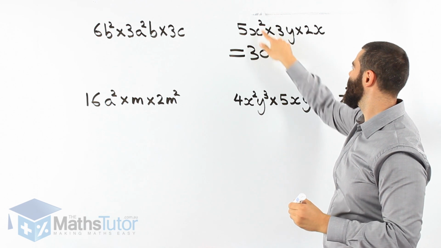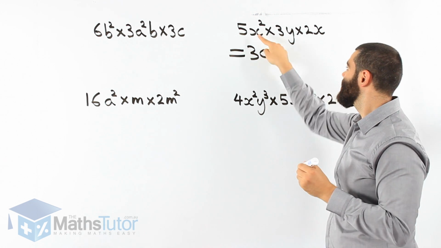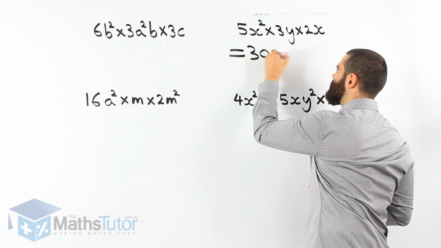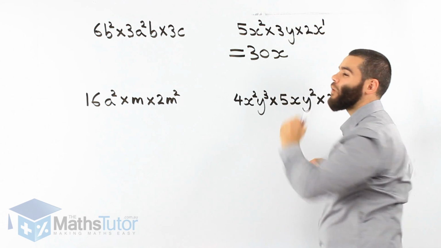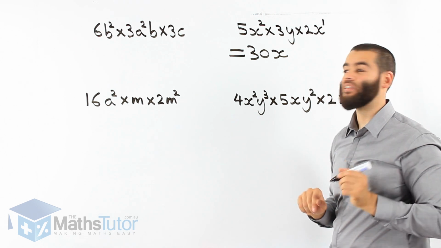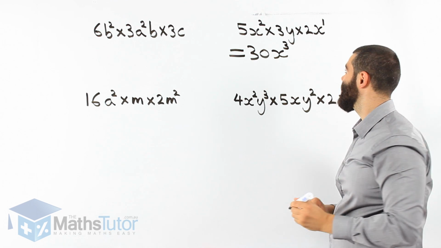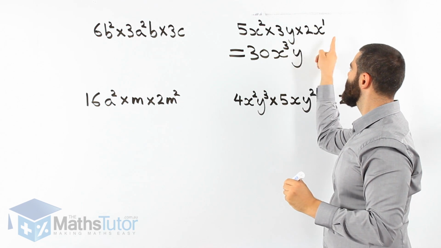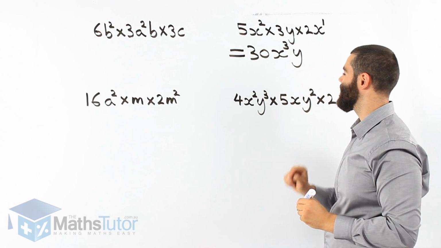We have our x squared times y times x. We look for the bases that are the same. Here we have x and x. So we write our x. We have 2 here. And we know there is an invisible 1 there. So we know we add the indices. When we multiply, we add the indices. 2 plus 1, x to the power of 3. Then we write down the y as it is. It has nothing to multiply with. So our answer, 30x cubed y.